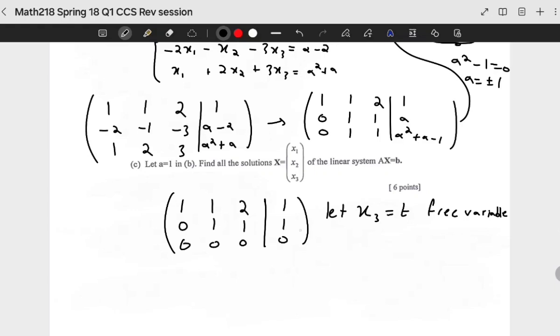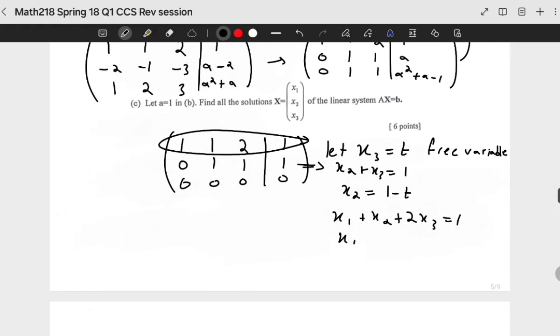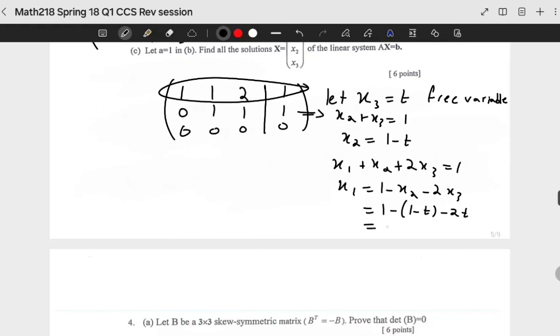Okay. And then based on this equation, I know that x2 plus x3 is equal to 1. So x2 is equal to 1 minus t. And based on this equation, this one right here, I know that x1 plus x2 plus 2x3 is equal to 1. So x1 is equal to 1 minus x2 minus 2x3, which is equal to 1 minus (1 minus t) minus 2t. So overall we get 1 minus 1 plus t minus 2t, which is minus t.